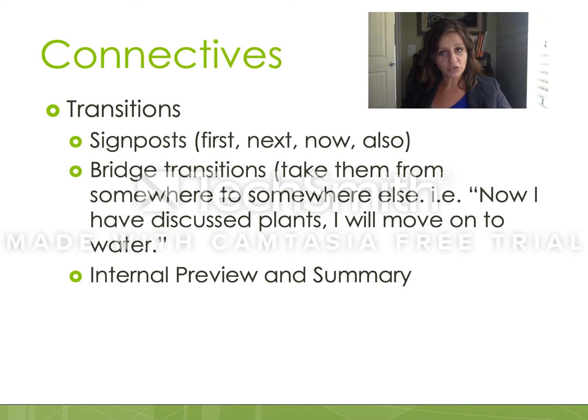So the bridge transitions are when we want to separate it out. This is where we take from somewhere else to somewhere else in the speech. So, now that I've discussed plants, I take that piece that I've just discussed, and I will move on to water. So bridge transitions connect, and they also act as a memory device because they help your audience remember where you were, and they help them focus on where you are going. You want to use bridge transitions between your main points and between any point that you know needs to have a specific separate focus.